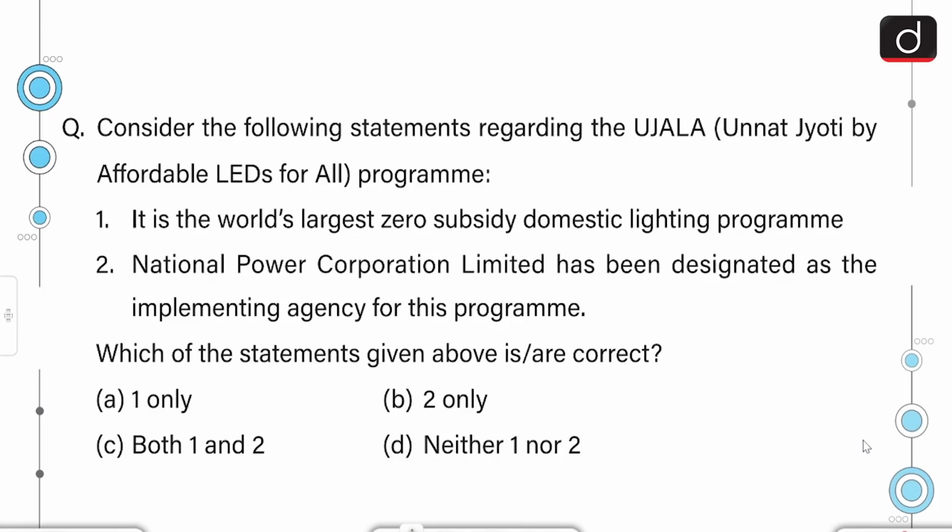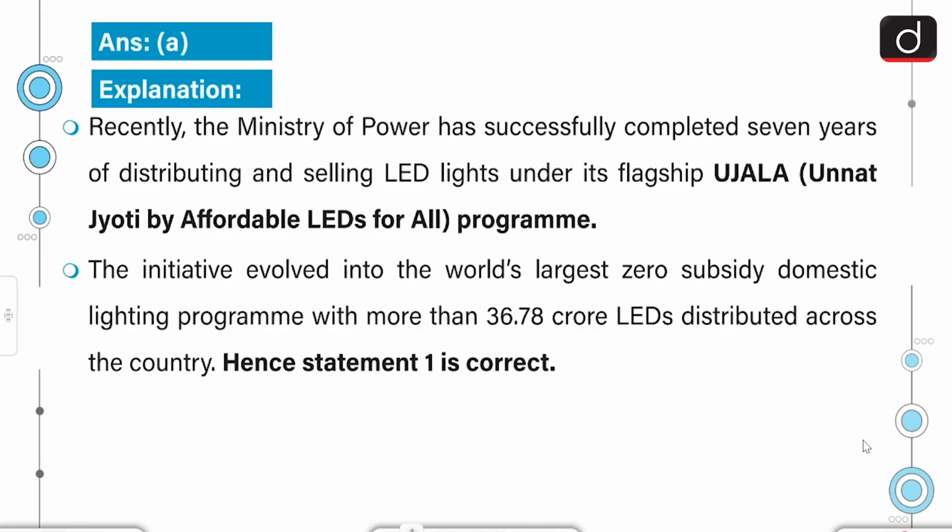Consider the following statements regarding the UJALA Scheme. So it is the world's largest zero-subsidy domestic lighting program. National Power Corporation Limited has been designated as the nodal agency for implementing this program. Energy Efficiency Services Limited is the nodal agency, so second is not correct, but first is correct. Option A is the right answer.